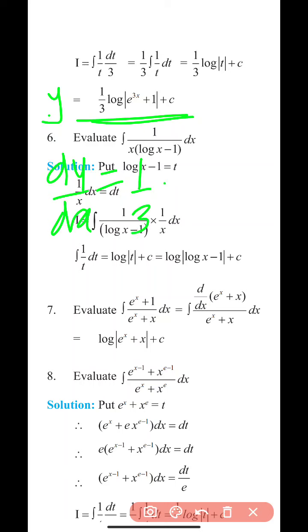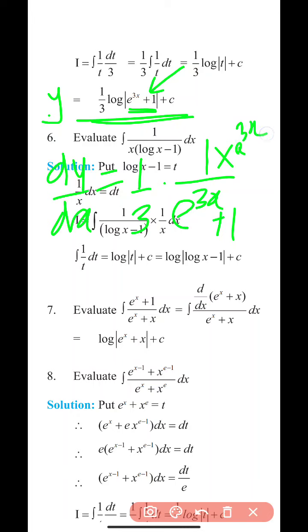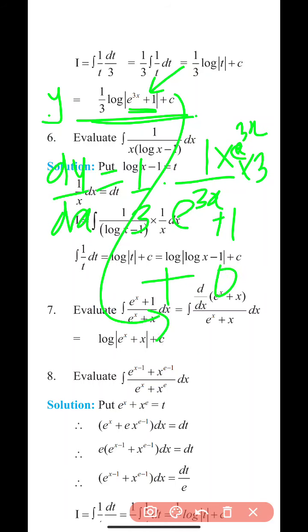Derivative of log is 1 by e raised to 3x plus 1, into, in that we multiply the derivative of the inner function, that is we say it phi of t, so it is e raised to 3x into 3, so this is e raised to 3x, okay. Now, plus derivative of c is 0 because it is a constant.